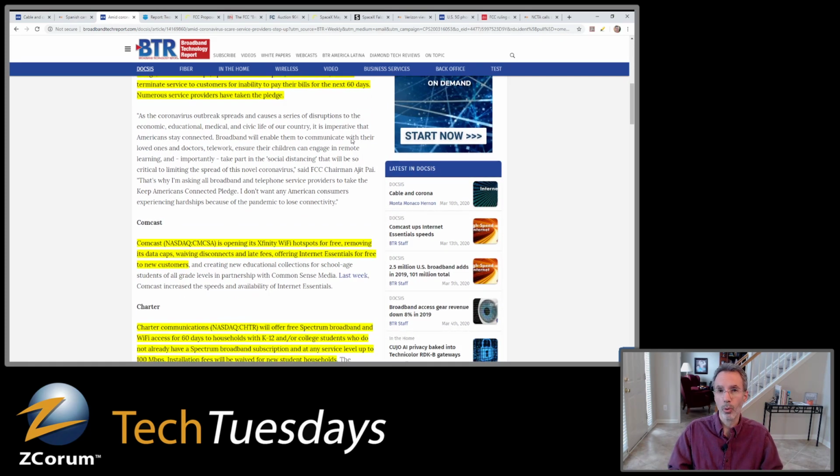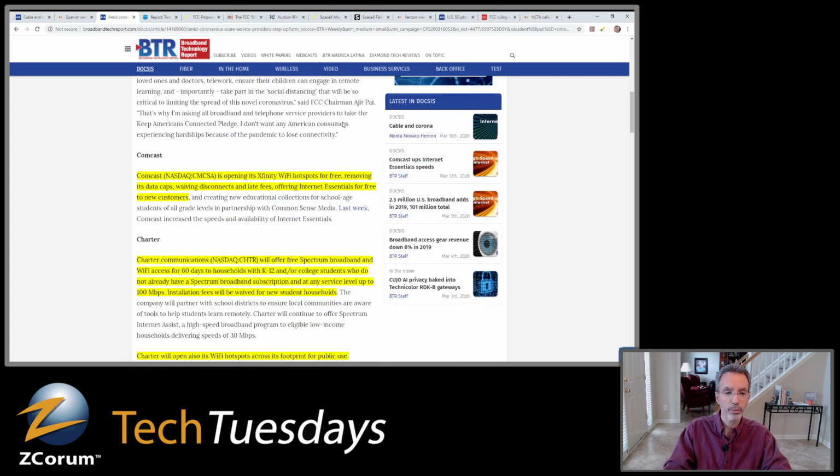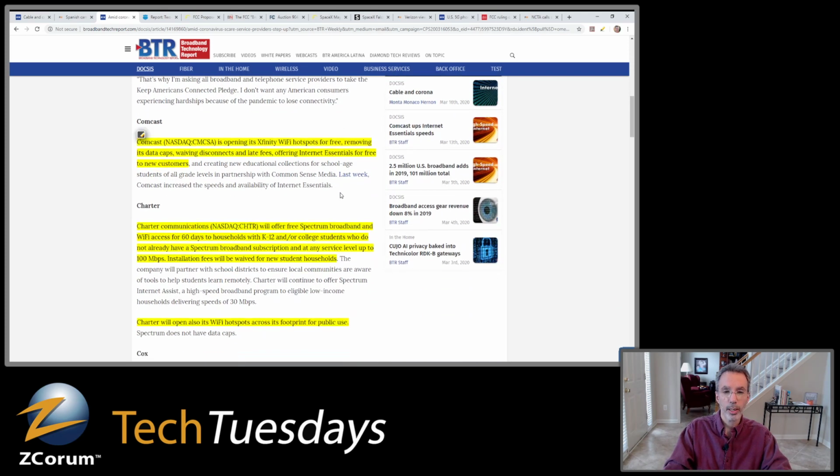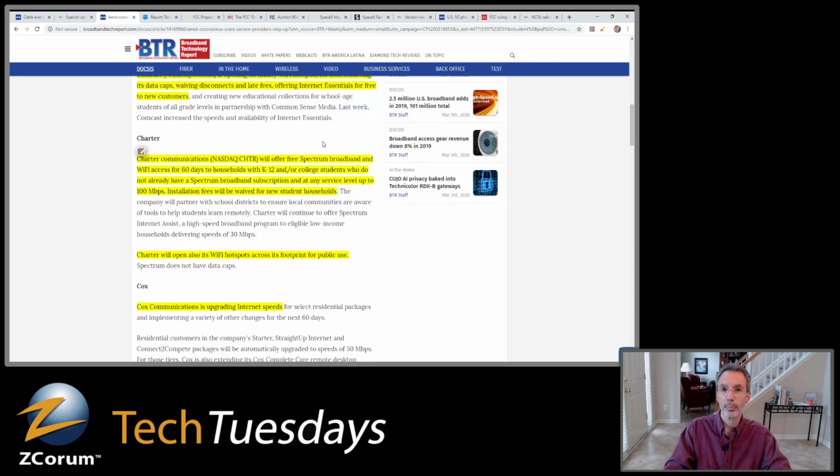So I'm glad to see that the whole country is coming together, and a lot of these operators are doing this. For example, Comcast, they are opening their Wi-Fi hotspots for free, and they're removing its data caps, waiving disconnects and late fees, and offering their Internet Essentials for free to new customers. So that's a plan that they make available for people, and they're opening that up and making that available for free. Charter's offering their free Spectrum broadband and Wi-Fi access for 60 days to households that have K-12 and college students if they don't already have a broadband account.